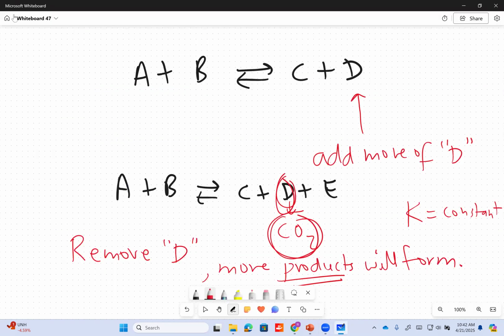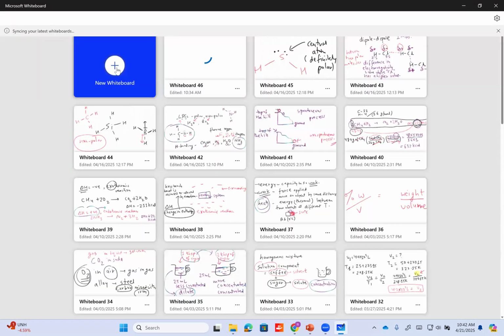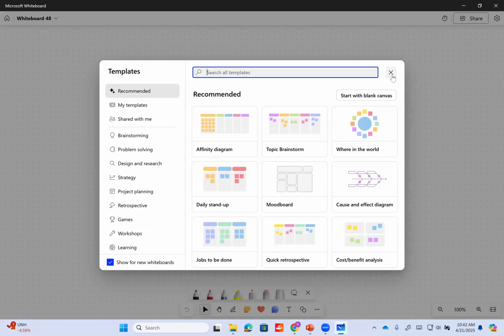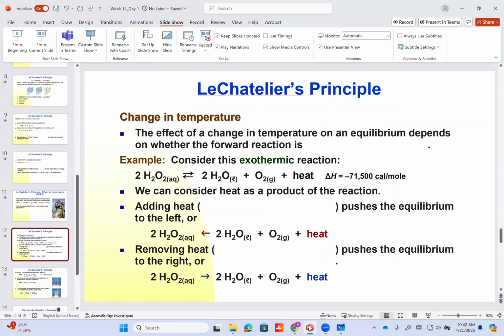Now, the temperature concept is slightly challenging, but again, we're going to think about this in terms of adding reactant, adding product. All right. So now we're going to look at a change in temperature and what will happen. We're going to look at something called an exothermic reaction. So we're looking at a reaction where hydrogen peroxide is at equilibrium, and then the products water liquid and oxygen gas are formed. Now this reaction is exothermic.